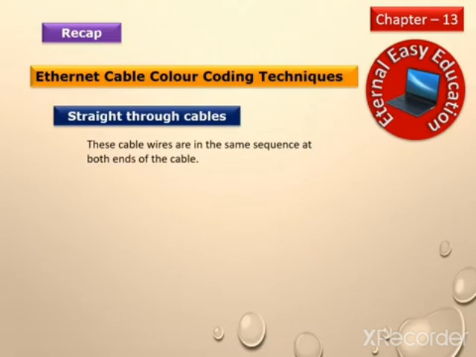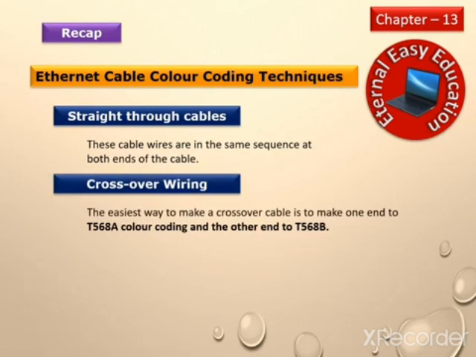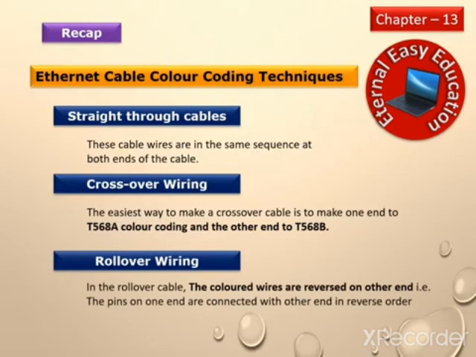Straight through cables. These cable wires are in the same sequence at both ends of the cable, 1 to 1. Crossover. The easiest way to make a crossover cable is to make one end T568A color coding and the other end T568B. And rollover wiring. The colored wires are reversed on the other end. The pins of one end are connected with the other in the reverse order. So it's the easiest one to learn and remember.